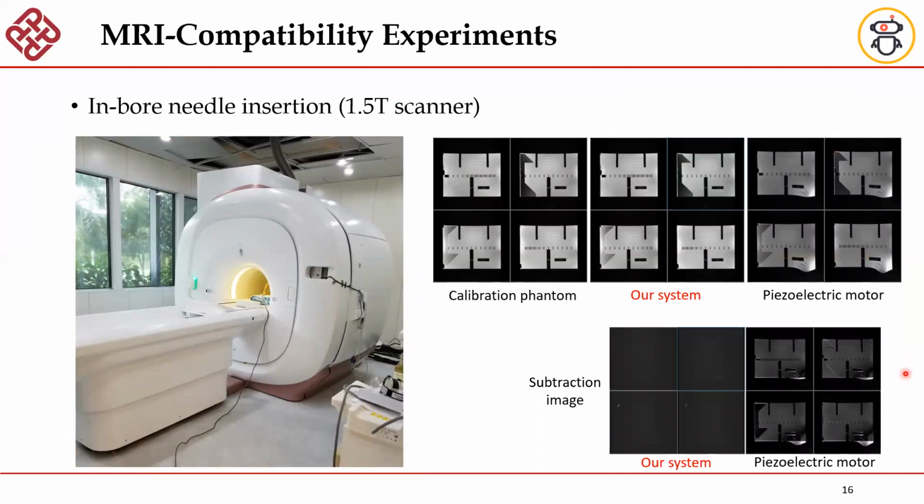Now we conducted further experiments. This is a much stronger magnetic ball, a 1.5T scanner. In this experiment, what we wanted to assess is again MRI compatibility. We compared the performance of our Tesla turbine with a standard off-the-shelf piezoelectric motor, and we can see that it's just completely electricity free. It's an entirely 3D printed robot. Of course, it's going to have a better performance than a piezoelectric motor in this case.